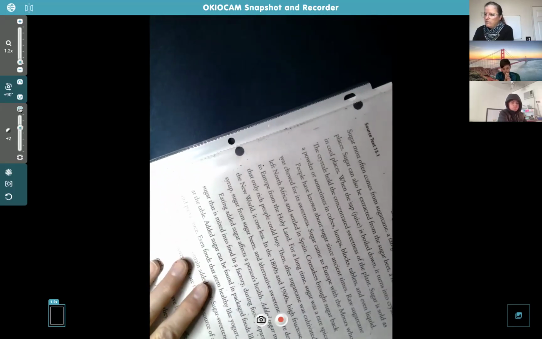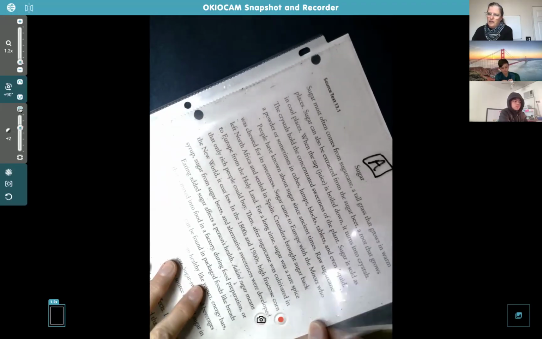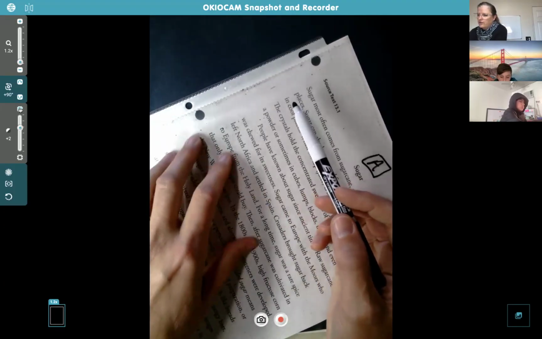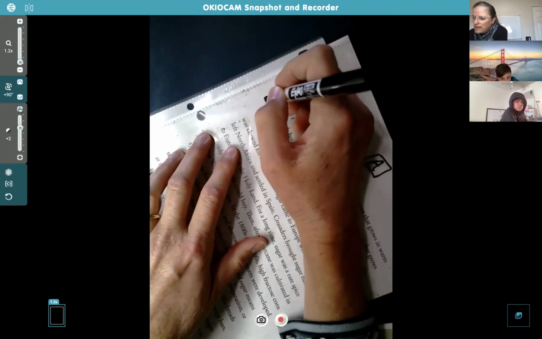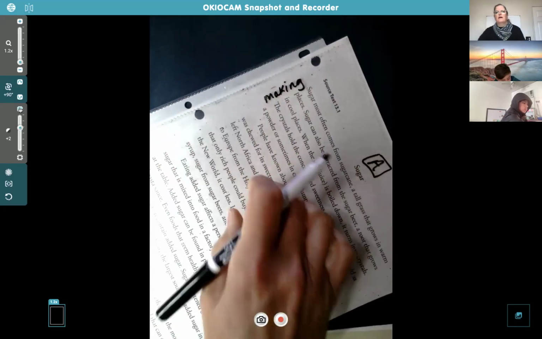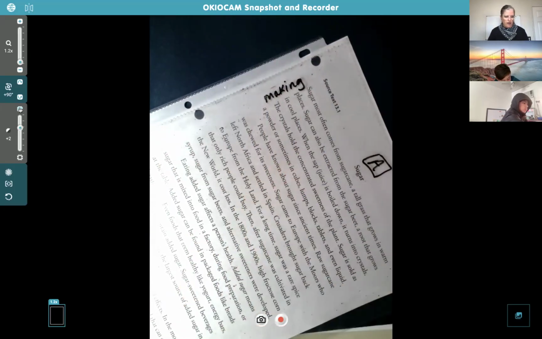So in the margin, I want you to turn this to the side where the holes are. Next to that paragraph, I want you to put "making." This is telling about the making of sugar. So we're just going to write that word "making" next to that paragraph. It's talking about the making of sugar.